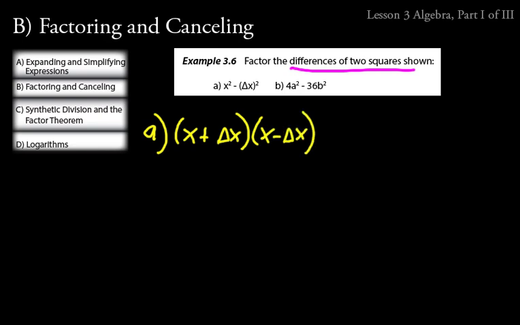And if you wanted to, you can expand that out and see that the x times delta x terms would cancel because you end up with opposites, equal and opposites.